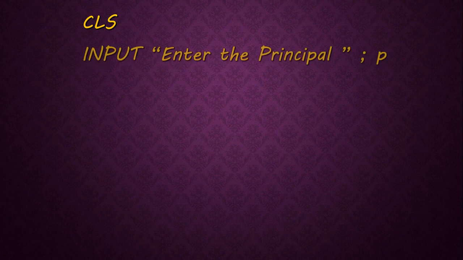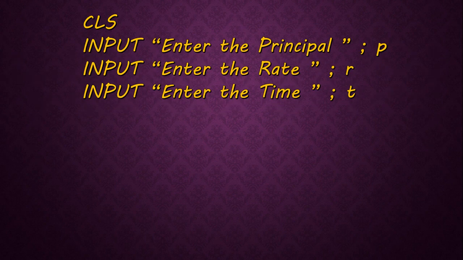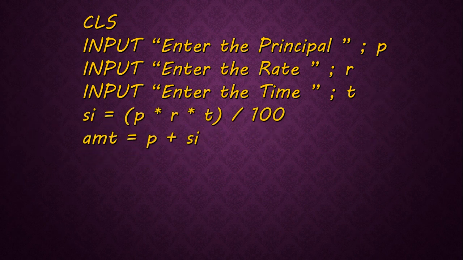Okay, so let us see what our program will be. Our program begins with CLS, which stands for clear screen. Then three inputs are required: principal, rate and time, and we are using the variables P for principal, R for rate and T for time. Next we calculate the simple interest and amount. From the given formula I have computed principal into rate into time by 100. This is my simple interest, and my amount is the principal plus the simple interest. So this is how our simple interest and amount are calculated.